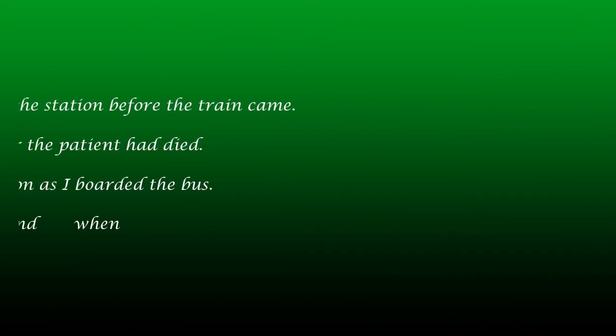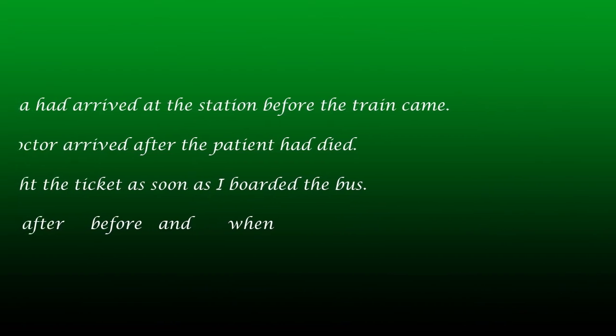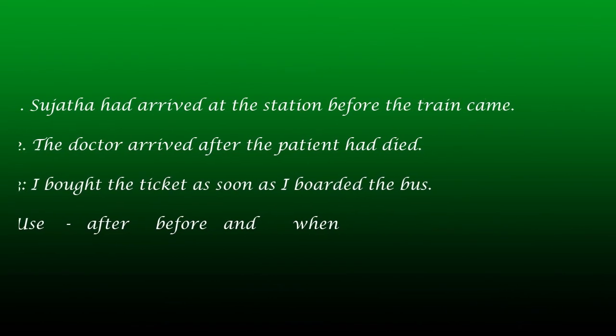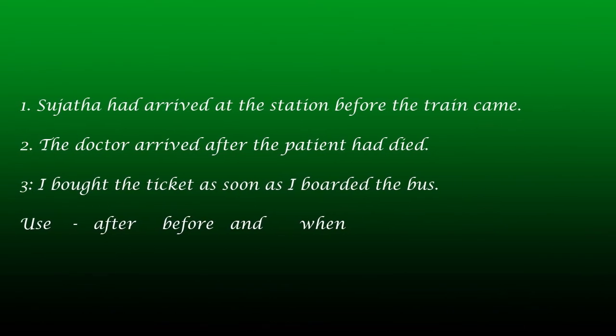So here are a few more examples. Let's see them. Sujata had arrived at the station before the train came. So what is the first action? Arriving at the station. So it is written in past perfect, had plus arrived, had plus verb form 3. What is the second action? Before the train came.